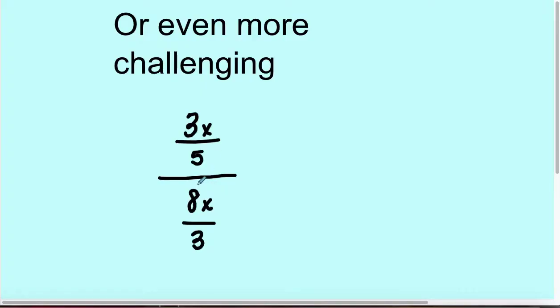Even more challenging is when I put a fraction in the numerator and a fraction in the denominator. So we can use that same idea. Look at the denominators of both, find the lowest common denominator, the number that would simplify them, and multiply it as the number 1. So 5 and 3 have a common factor of 15, so I'm going to multiply this whole thing by 15 divided by 15.